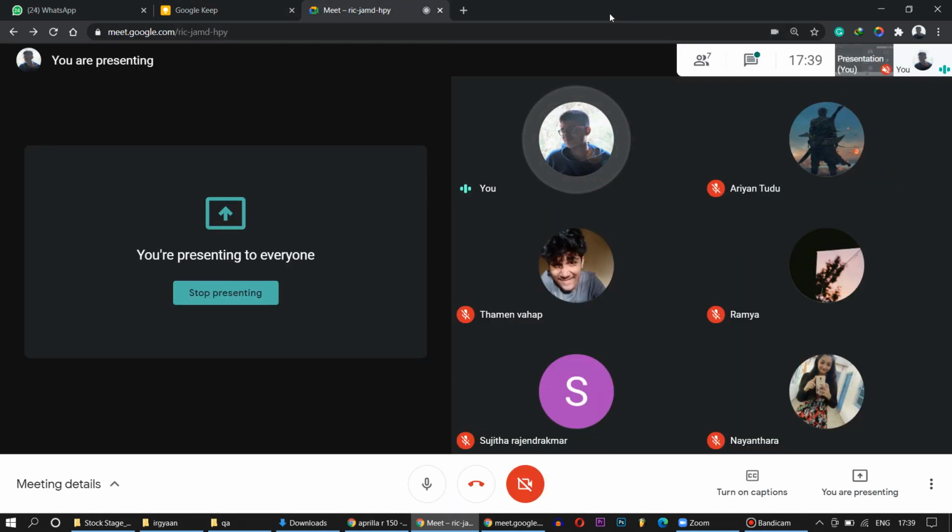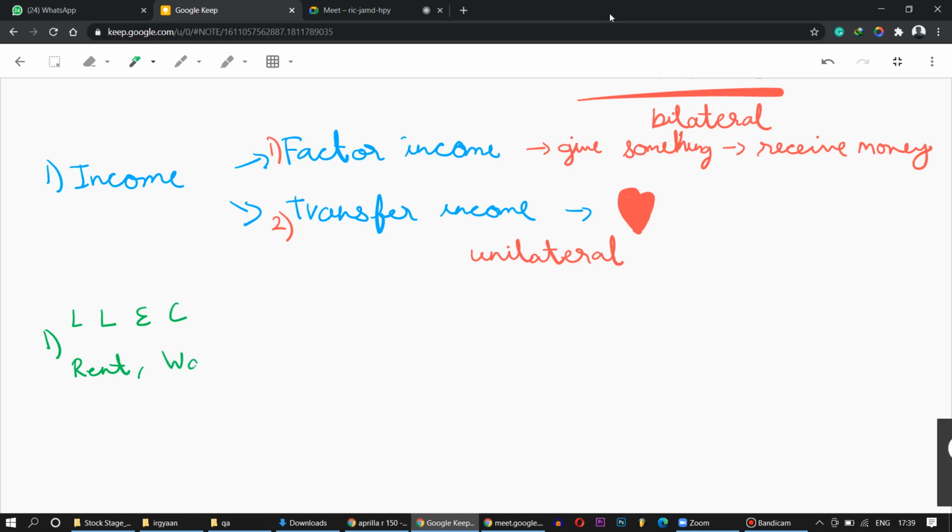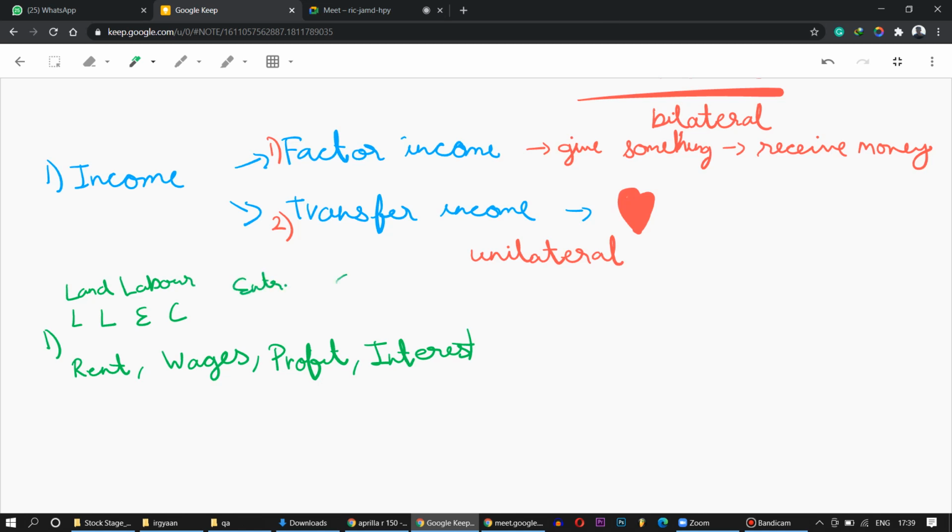By the way, I'll just go through this, and once everyone joins, I'll start again and explain from the first. Till then, I'll write. So land, you have rent. For labor, you have wages. For the entrepreneur, you have profit, and for capital, you have interest. All of these are connected to the factors of production: land, labor, entrepreneur, and capital. If you give these, or if you have these, you will get these things in return correspondingly. And all of this goes under your factor income.